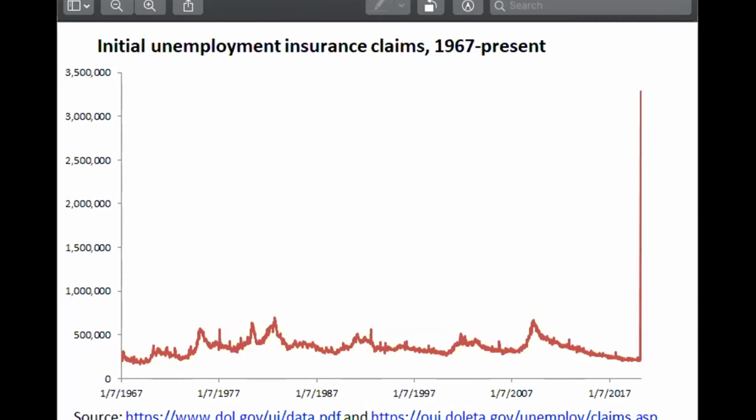Because, of course, we've been talking about how markets are trading, how we've seen such negativity and how it's going to be so much worse than 2008.